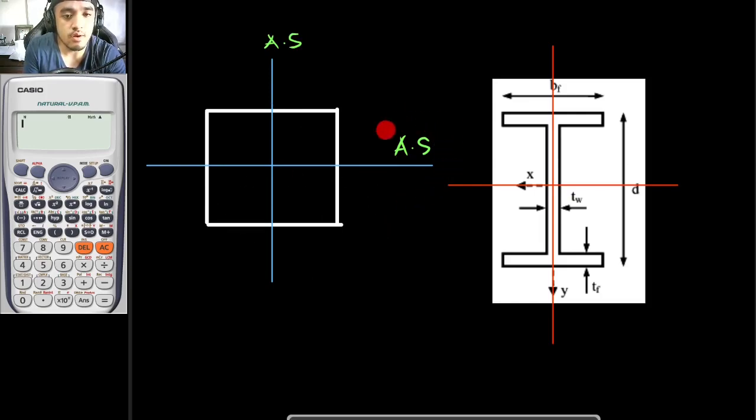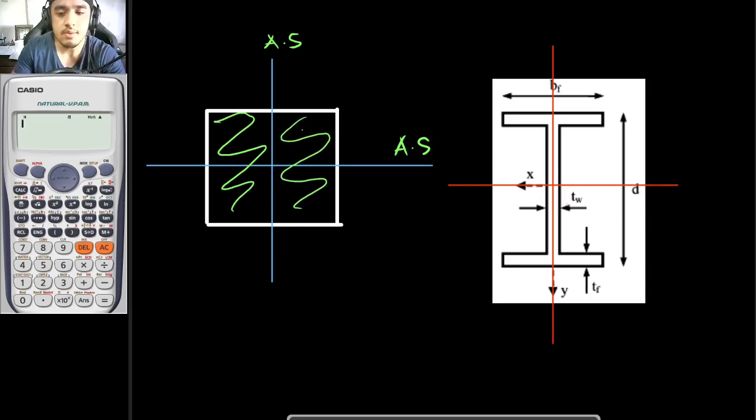So if this is your axis of symmetry, this area right here should be symmetrical to this area right here. And if this is your axis of symmetry, this area right here is symmetrical to this area right here. Similarly with this I section right here, if this is your axis of symmetry, this area on the left should be symmetrical to this area on the right.